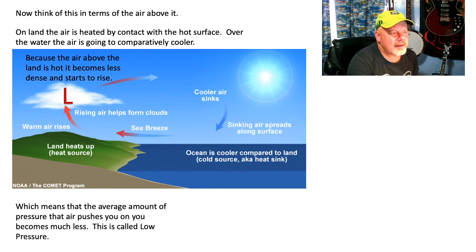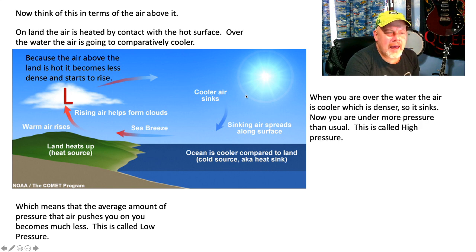Now, as that air gets higher and higher, it starts to cool off. And above the ocean, remember the ocean's cooler than the land. So if the ocean's cooler, that gives this air up here a place to go down. And as it starts to sink, it's going to hit the surface. Now, if you're standing here above the water, you're feeling more pressure. So we're going to call that high pressure. Wherever you have high pressure, you have cooler air that's sinking. Wherever you have low pressure, you have warmer air that's rising.